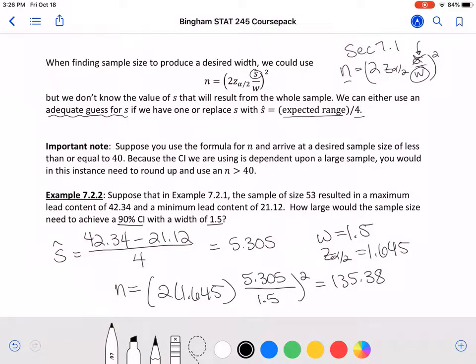And remember, we always round up when talking about sample size, so this answer would be that we need a sample of 136 children.